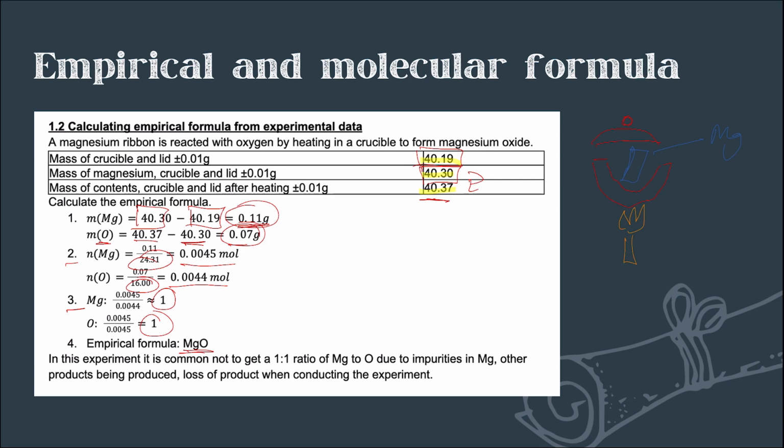It's actually common not to get a 1-to-1 ratio in this experiment for various reasons, including impurities in the Mg. Other products could be produced, and if it's impure, maybe other things are reacting. And there could be a loss of product when conducting the experiment, if it's lost to the environment, if the lid's not secure or something like that.